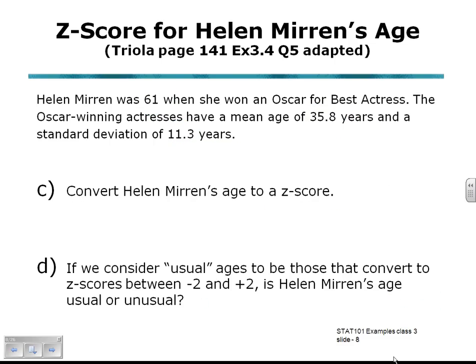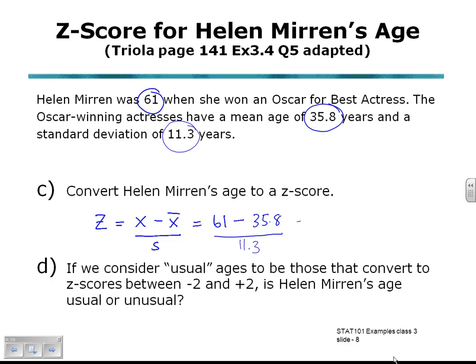In C, convert Helen Mirren's age to a Z-score. This time using the full formula, Z equals X minus X bar, divided by S. Helen Mirren's age was 61. The mean age of the actresses winning Oscars is 35.8, so subtract that 35.8 and divide by the sample standard deviation, the 11.3. So our value using the Z-score formula is 2.23, matching the answer we got in B.